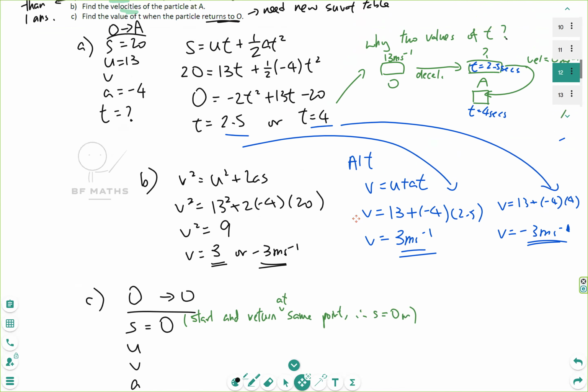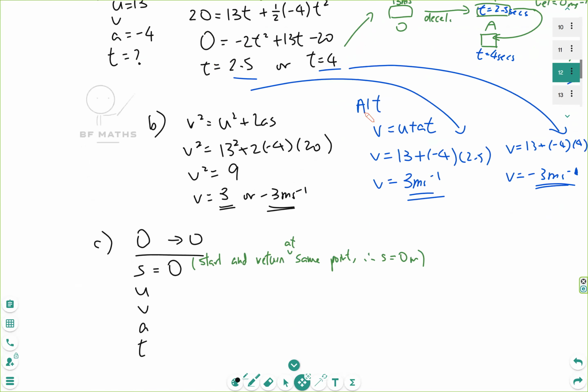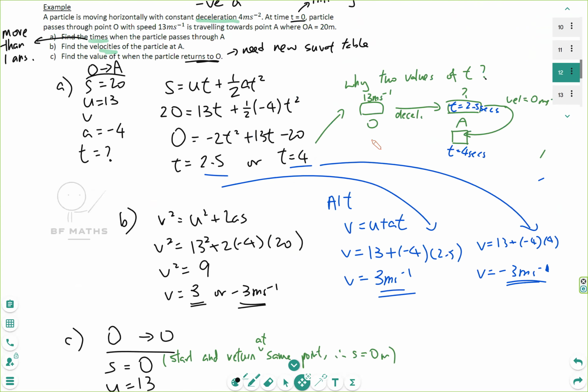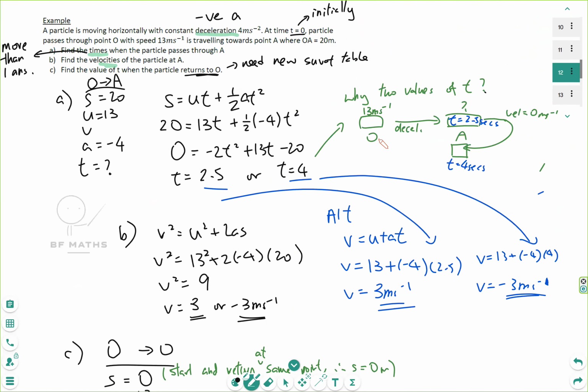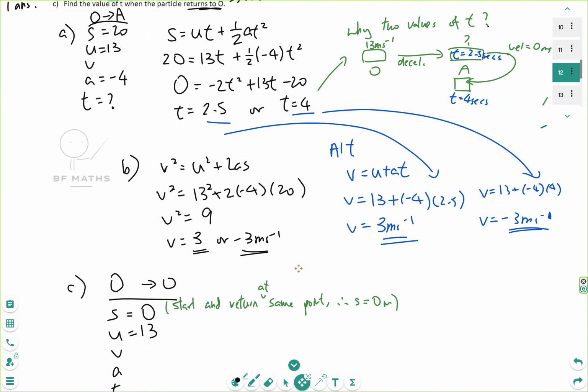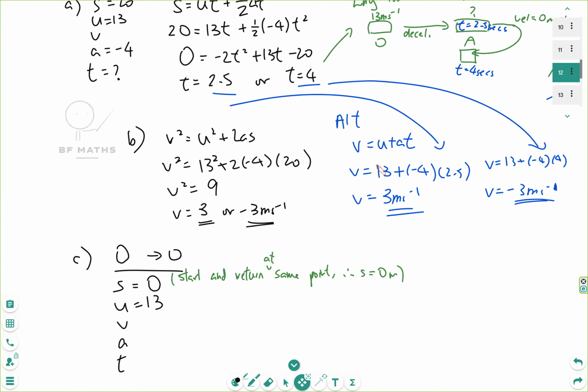Let's do more. Initial velocity, we start with 13. But is the final velocity 13 as well? No, the final velocity is not 13, because we're talking about the speed when it comes back to the same point. If you think about it carefully, the direction is opposite. If we start with positive, then when we come back, the arrow is negative. So we know the final velocity is definitely not 13. What we know is a is the same, which is -4.